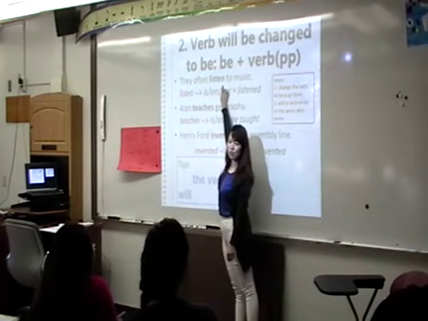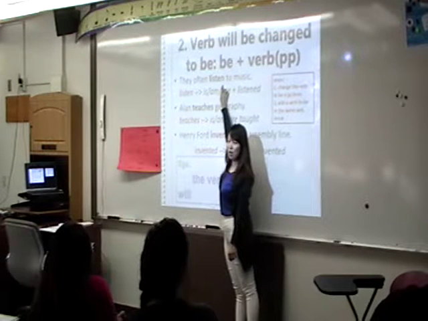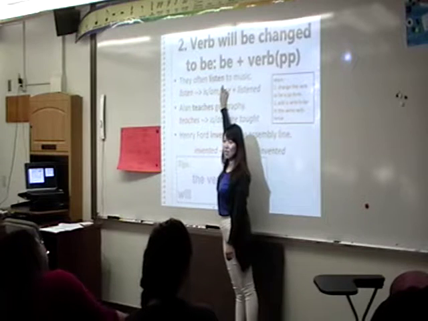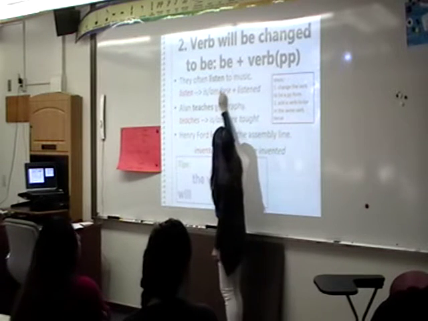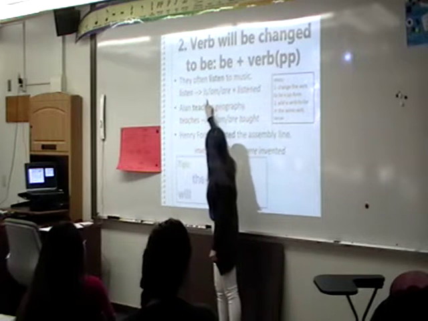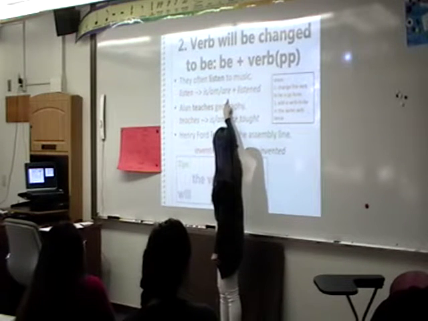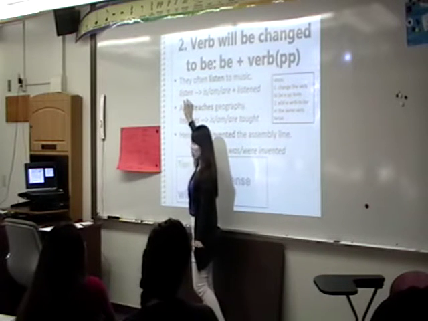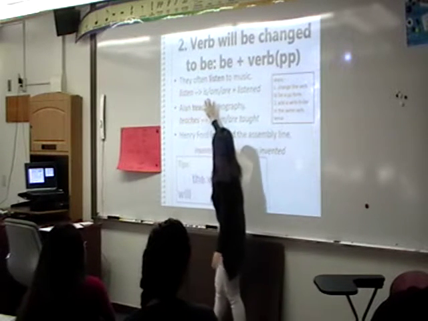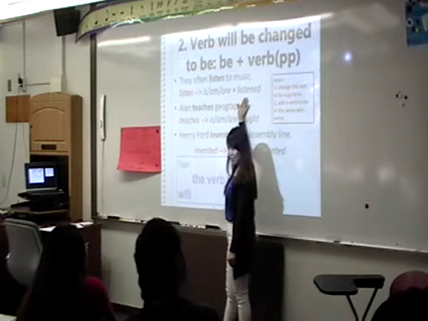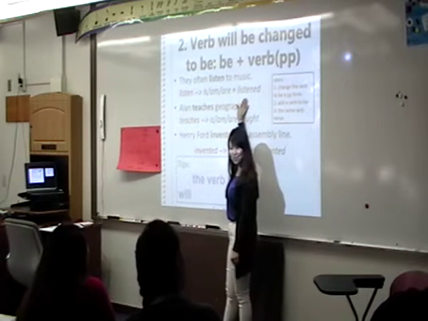What is the tense of the sentence? Is it past tense or present tense or future tense? Yeah, it's present tense. So the verb to be will be in present tense. So it can be is, am, or are. So the verb form will be changed from listen to is, am, are, listened. So far, do you understand?